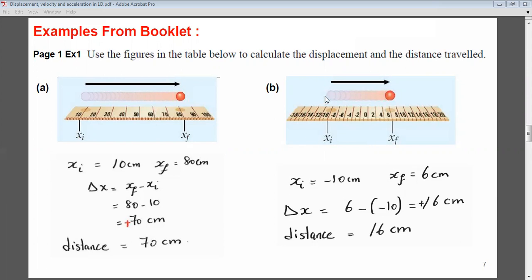The other example, B: x initial is minus 10, x final is 6. Delta x equals x final 6 minus minus 10 equals plus 16 centimeters. So displacement equals plus 16 centimeters. Also distance here is equal to displacement because it's moving with the positive x-axis.